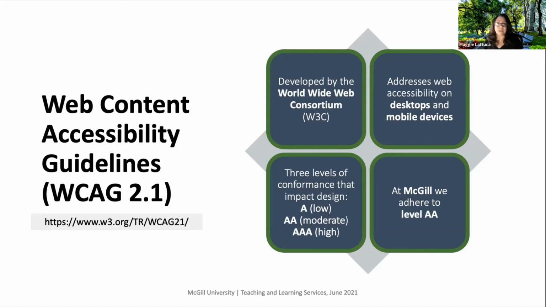There are 3 levels of conformance that impact design decisions: A for low impact, AA, moderate impact, and AAA, high impact. The W3C actually does not recommend the AAA. One would think that AAA would be the ideal, but it is not recommended because it is seen as extremely difficult to satisfy all of that criteria. So AA is the most widely used by educational institutions worldwide, and it's what we adhere to at McGill.